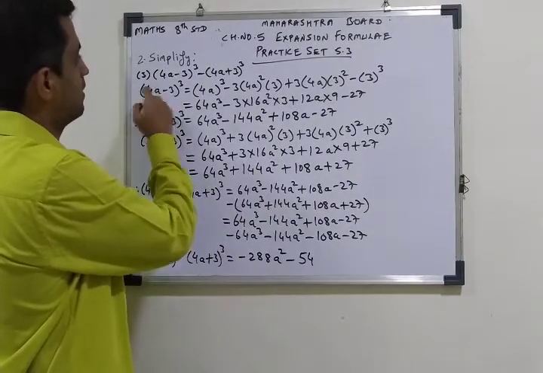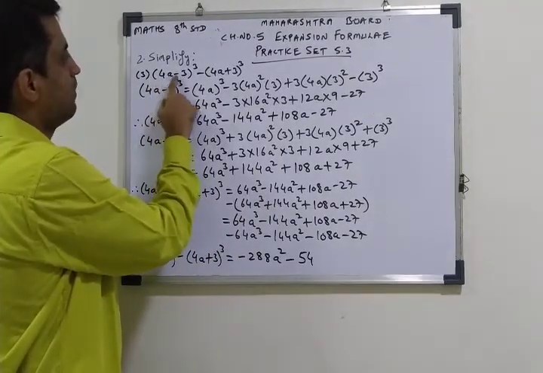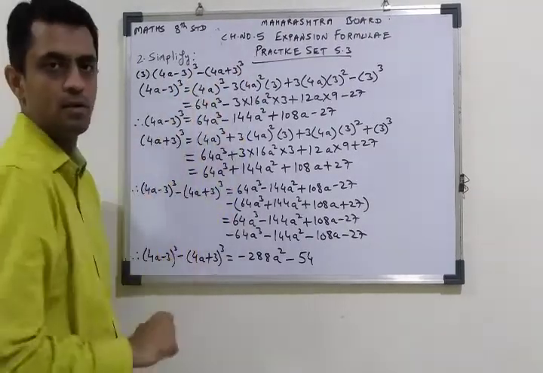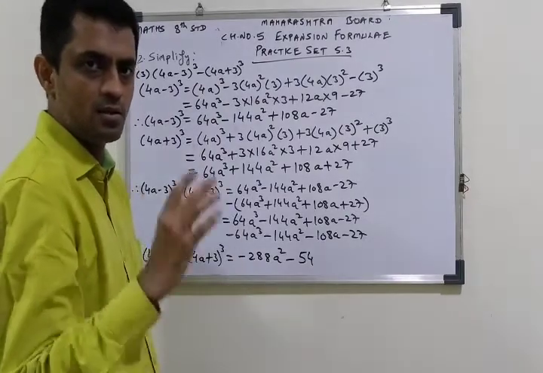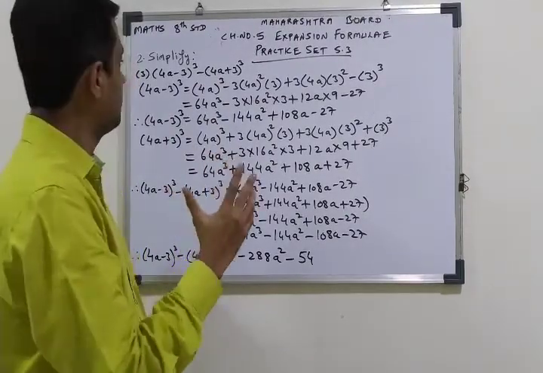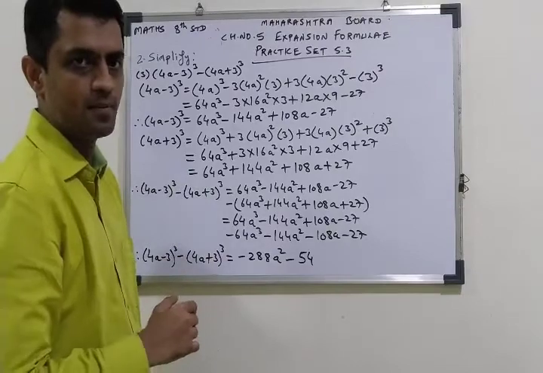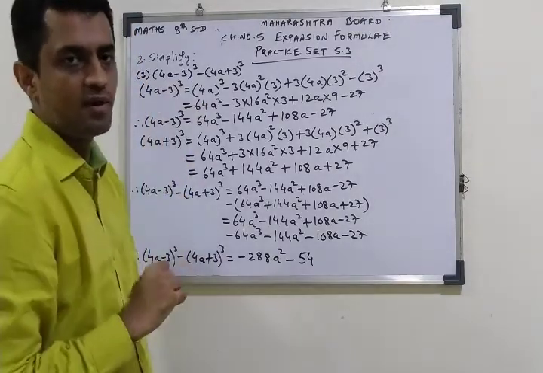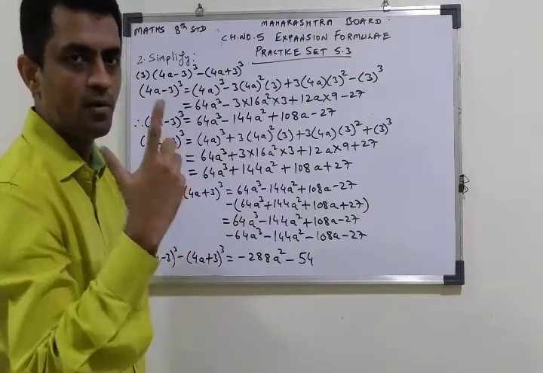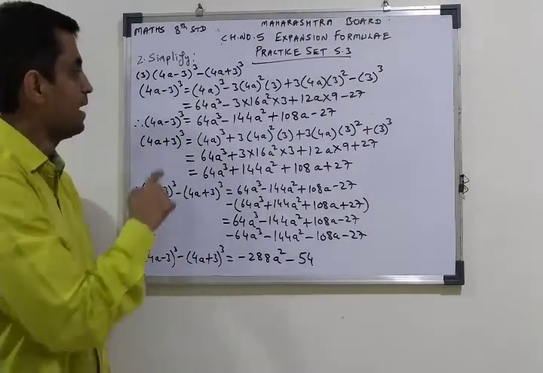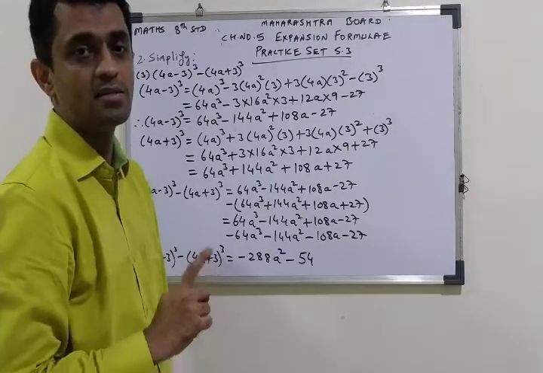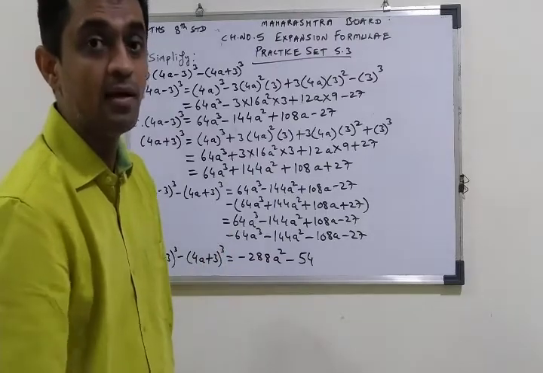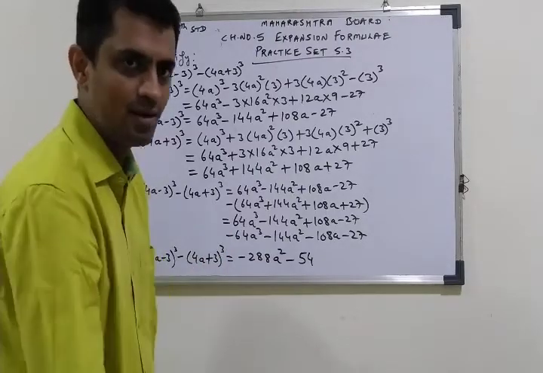Now let us see the third sum: (4a minus 3) the whole cube minus (4a plus 3) the whole cube. Same type, same pattern. Similarly, you have to solve it the way we did in the previous second sum and first sum. Now (4a minus 3) the whole cube. You will use the formula of a minus b the whole cube. Let us recap. A minus b the whole cube is what? A cube minus 3a square b plus 3ab square minus b cube. Is it clear, everybody? Okay, fine.